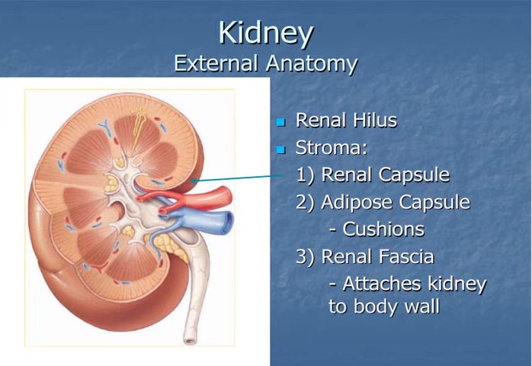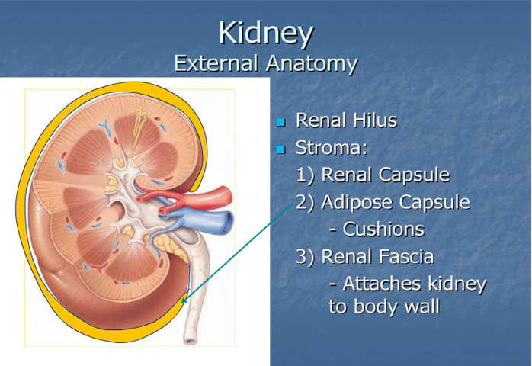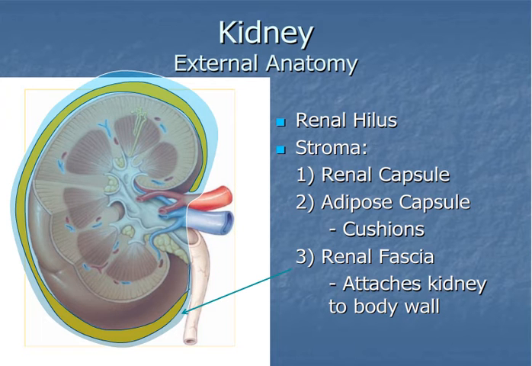The outer stroma, or framework, of the kidney consists of a fibrous connective tissue, the renal capsule. Superficial to the renal capsule, we have an adipose capsule that's made of adipose tissue, and that helps to cushion the kidney and also prevents it from jostling around. And finally, superficial to the adipose capsule, we have something called renal fascia, and this is a tough, semi-transparent fibrous connective tissue that holds the kidneys to the back of the body wall. Remember, the kidneys aren't actually in the same cavity with all the other abdominal organs. They are behind the peritoneum, and so we say that kidneys are retroperitoneal.